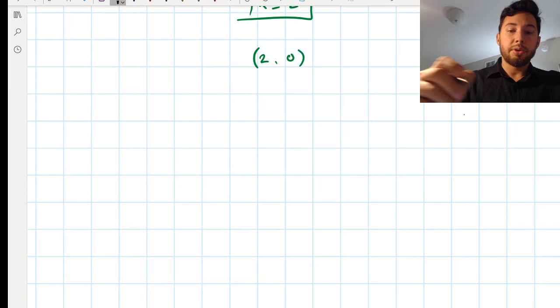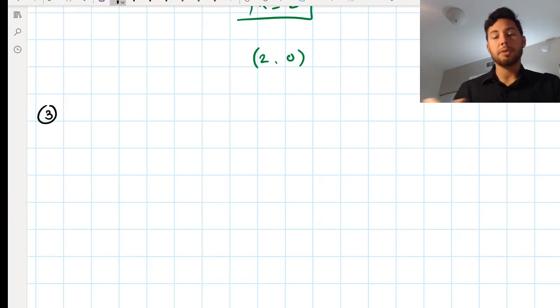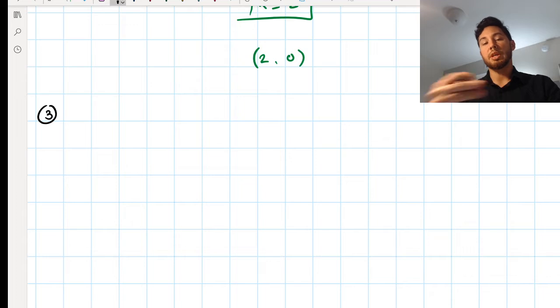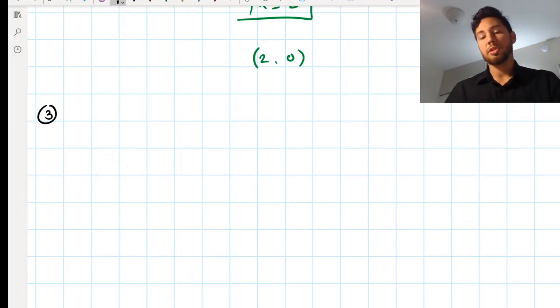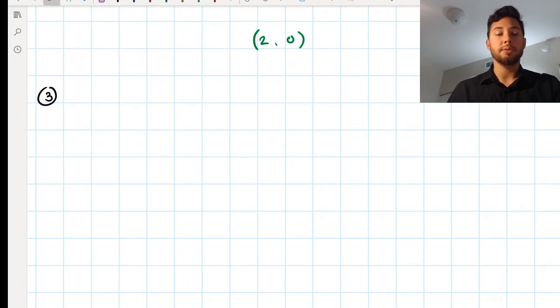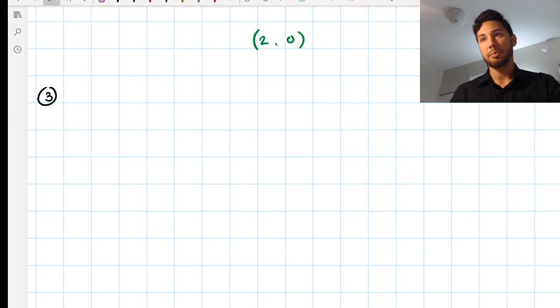Now, number 3 gave some of you some problems because you keep trying to go all the way, and sometimes you need to learn to stop at some point. Let's skip over the y-intercept. The y-intercept is pretty simple. I'm just going to plug in 0, solve for it, and you're going to get some value.